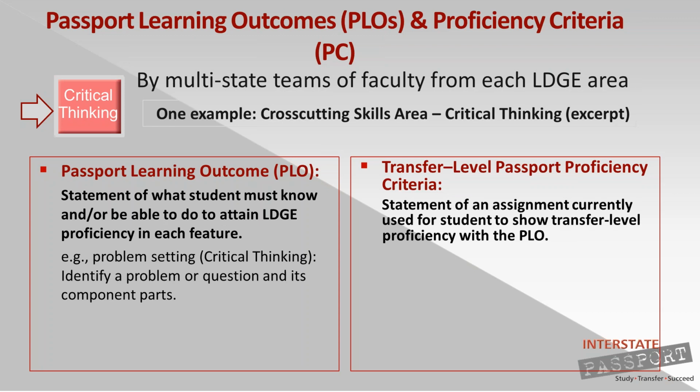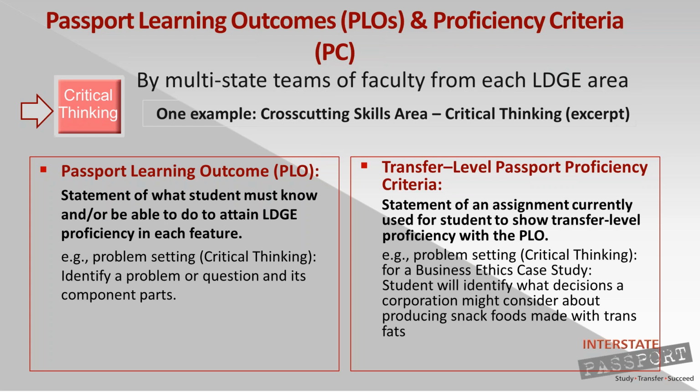For this particular learning outcome, one of the learning outcomes is that a student should identify a problem or a question and its component parts. So that's one of the learning outcomes in a critical thinking area. A corresponding proficiency criteria, that is an assignment that is currently being used by students to show transfer level proficiency, is that a student might be required to do a case study in business ethics. The statement of that assignment is that a student will identify what decisions a corporation might consider about producing snack foods made with trans fats. So that's the difference between the learning outcomes and the proficiency criteria.